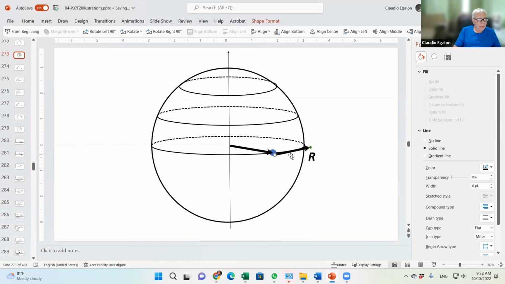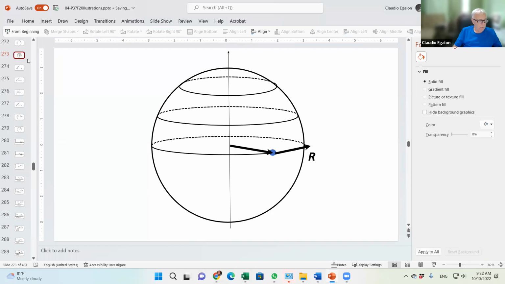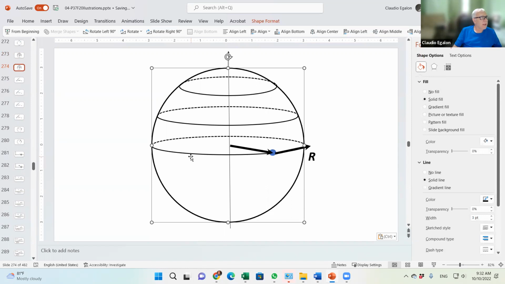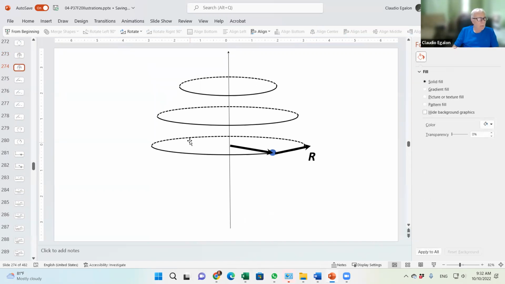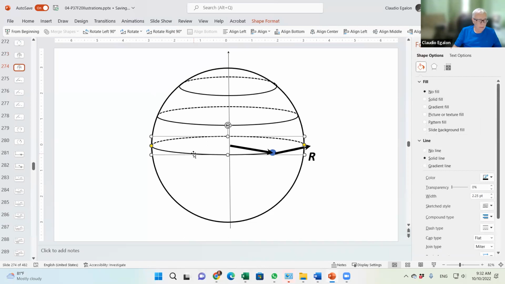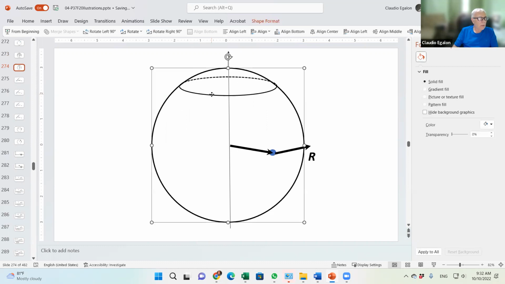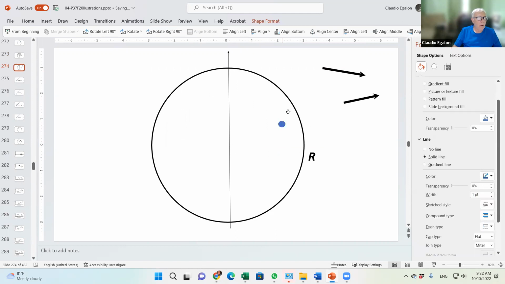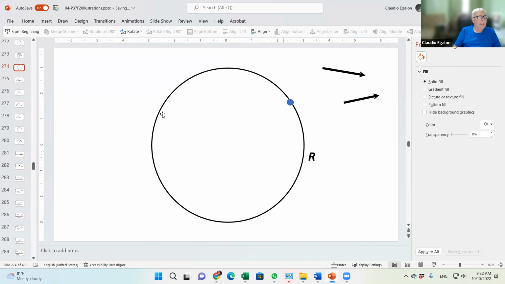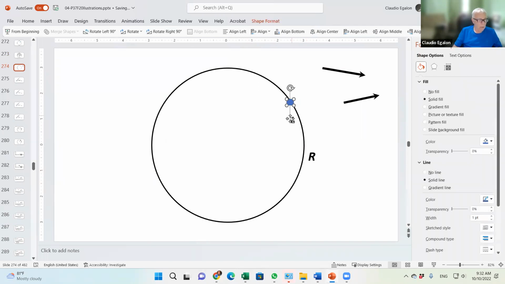It's somewhat like that, right? To make it easier to visualize, I'm going to look from the top. Looking from the top, my particle is right in here. The North Pole is right in here.